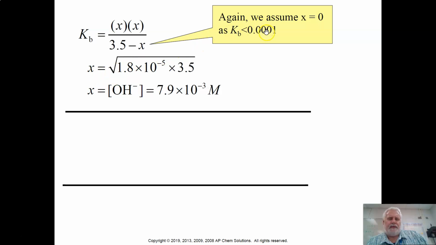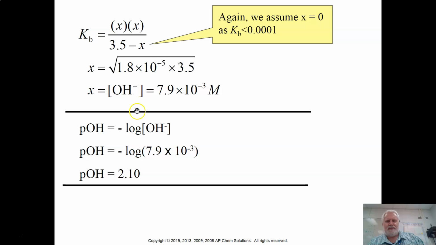You saw one of the examples we did last time. It was really close to changing the value, but that's not going to affect your 3.5 at all. So you take the square root of the Kb, which we already figured out was 1.8 times 10 to the minus 5, times 3.5, and you end up with 7.9 times 10 to the minus 3 molar. All right, so now that's the hydroxide ion concentration, of which you can do the pOH, negative log.